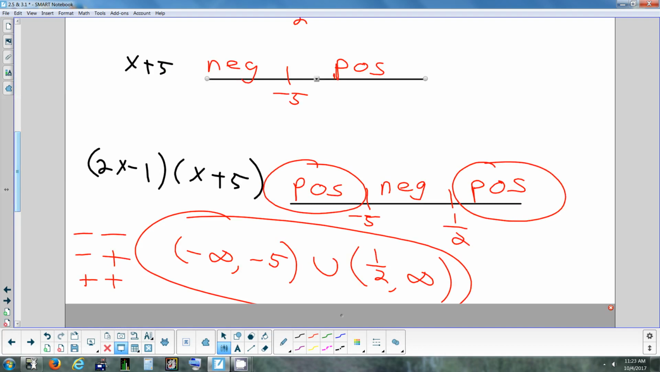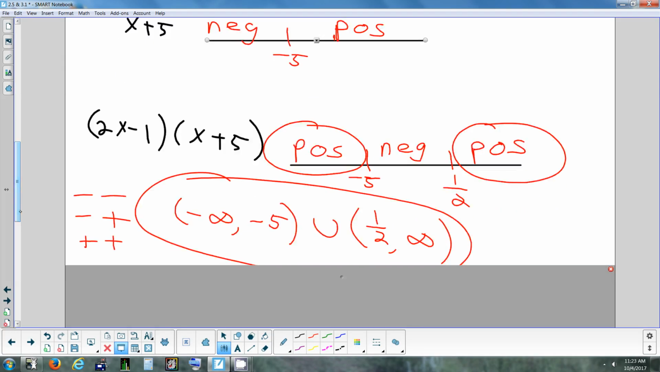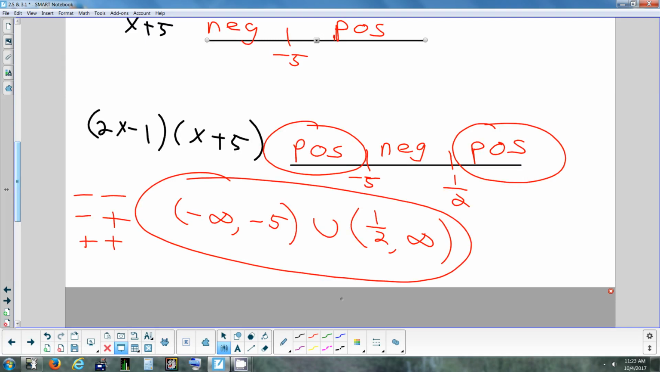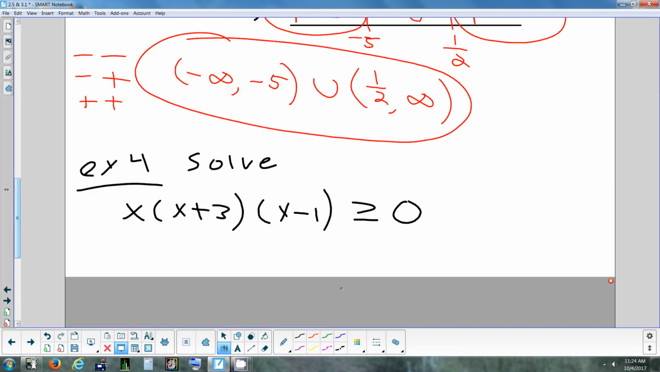Now, if they said to you, where does this come out less than 0? You do exactly the same steps. The only difference is in the end, you would write the middle interval. That's where it comes out less than 0, between -5 and 1/2, not including either one. Okay, so whether they ask for greater than 0 or less than 0, it's exactly the same process. Okay, any questions on that one? Okay, so again, for this to work, you have to have a factorable problem. So I will always give you one that can factor, or I'll just factor it for you like this one.